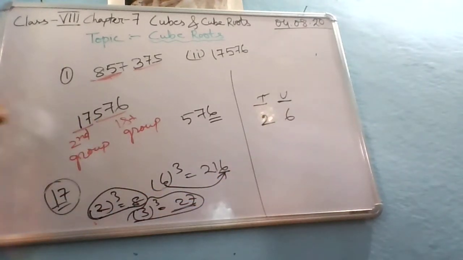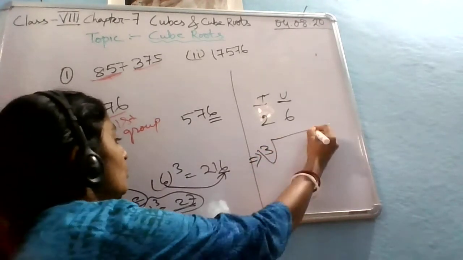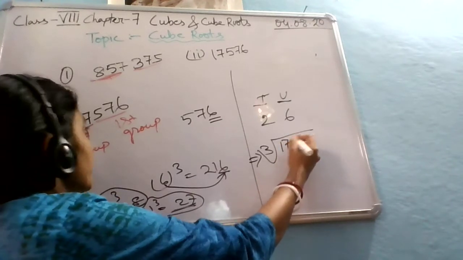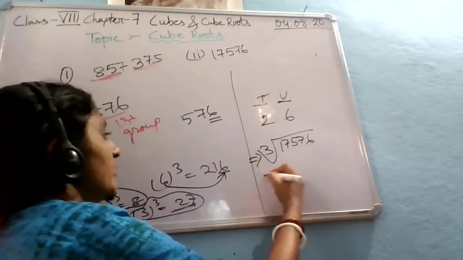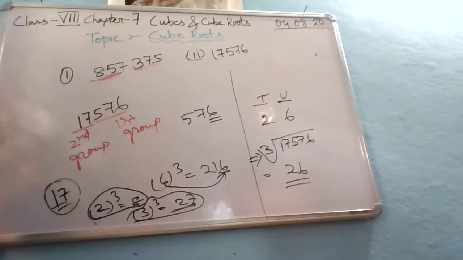Okay, in this way you can get the answer for this one. So the cube root of 17576 is equal to 26 only. This is my answer. Okay, I hope you are clear about this one.